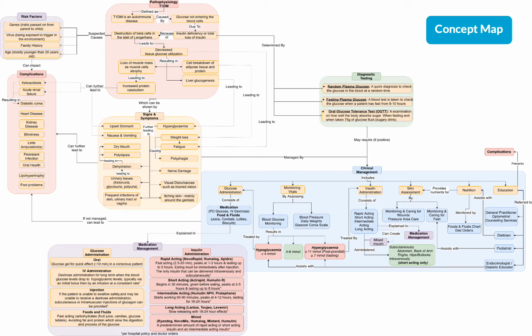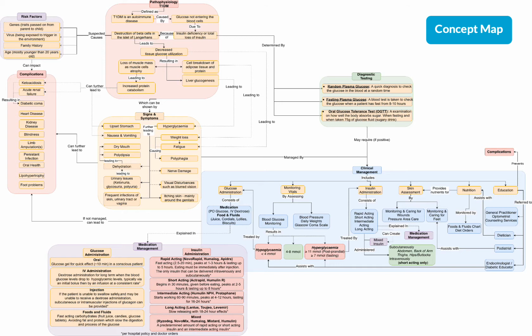So this insulin deficiency is due to a destruction of the beta cells in the islets of Langerhans. And so this is caused by the purple box on the left-hand side, the risk factors. This is caused by genes, which are traits passed on from the parent to child, so it's inherited.